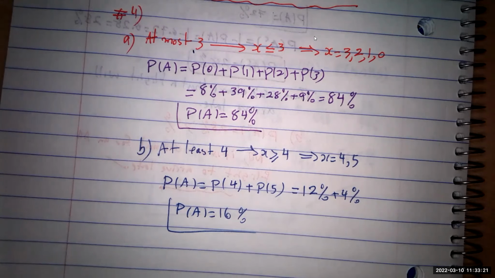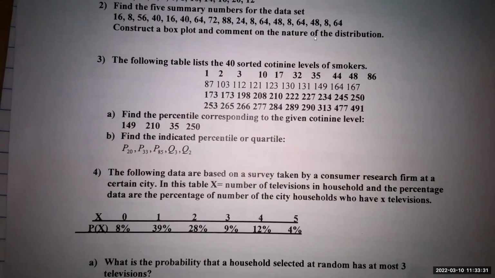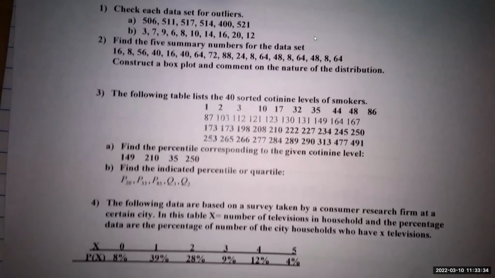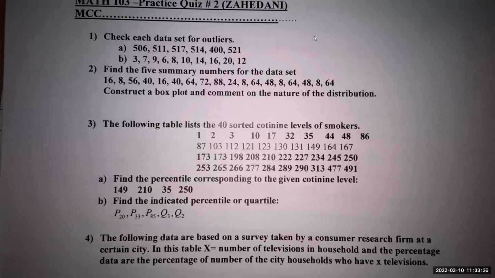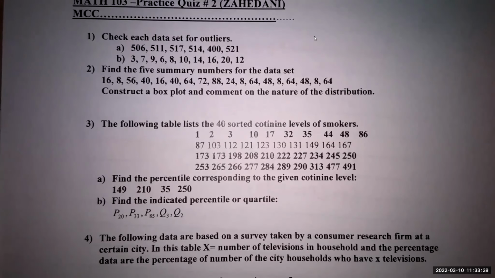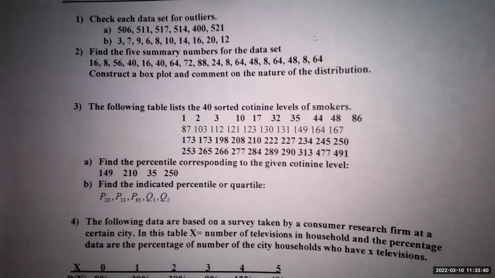3 questions. Okay, I'll give you a short break, 10 minutes. We come back, we do the other part. The other part is percentile, then Q1, Q2 to get the box plot, and checking for the outliers. Okay, 3 questions here, 3 questions there. It's going to be 6 questions.